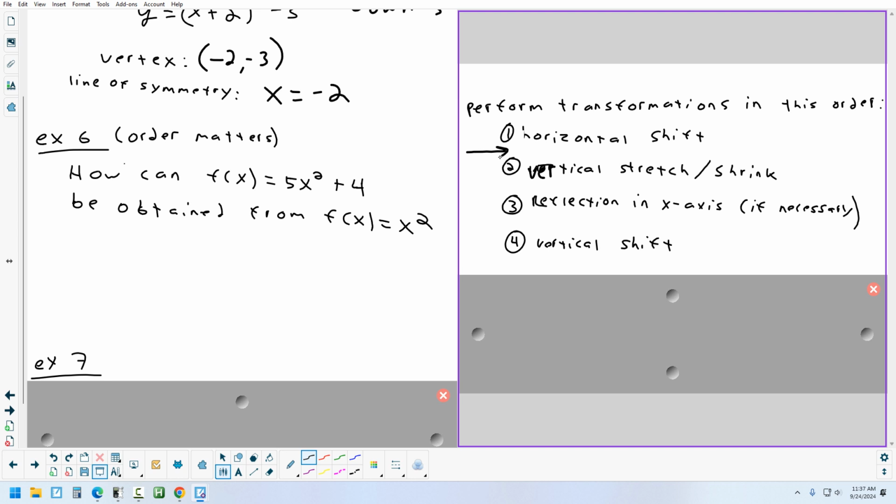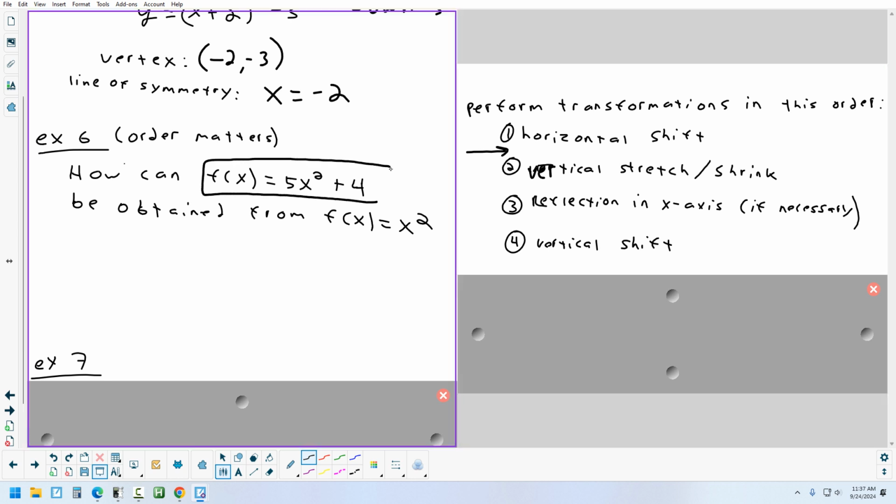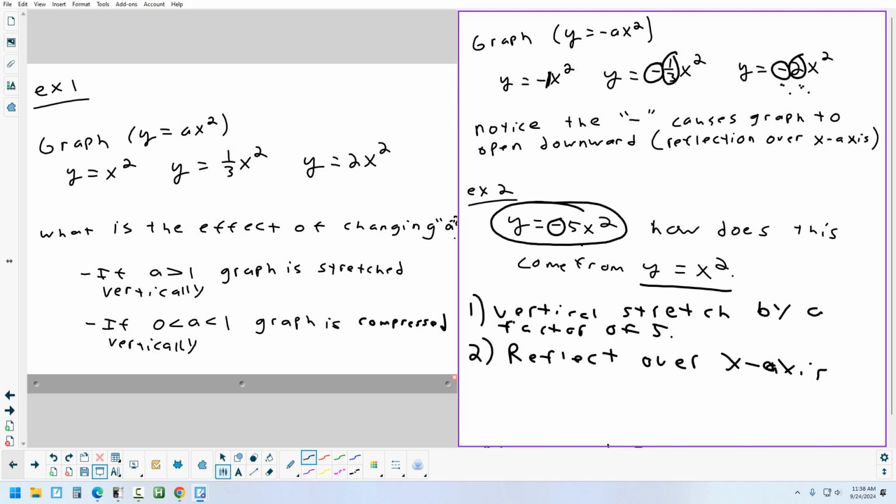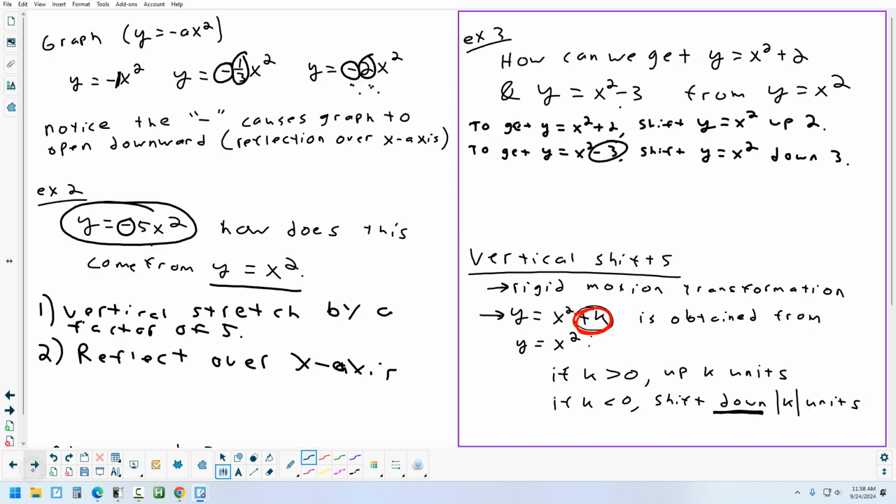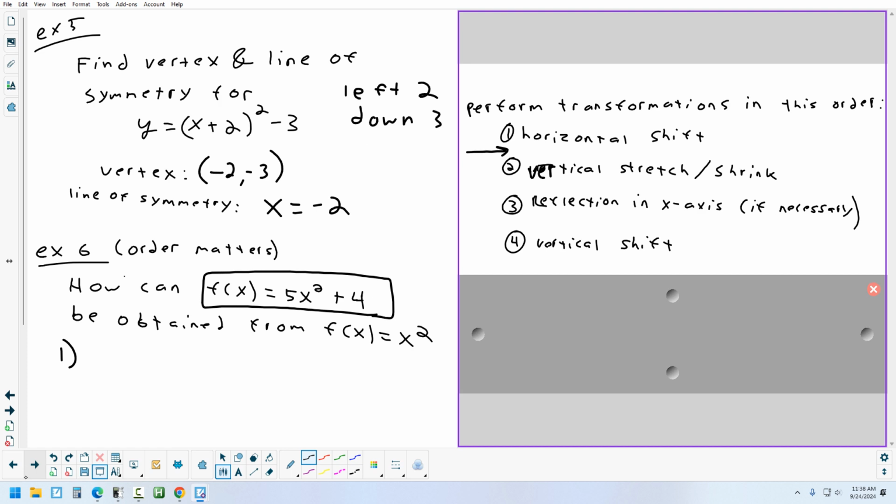Okay, so let's look at this one. 5x squared plus 4. Does anyone see how many transformations are in that problem? Yeah, there's 2. The 5 is going to do something and the 4 is going to do something. All right. Which number do we do first? Do we look at the 5 or do we look at the 4 first? Yep, we're going to look at the 5. That's the number in front of x squared. And that's what we talked about right here. The effect of changing the a. Can anybody tell me what the 5 is going to do?